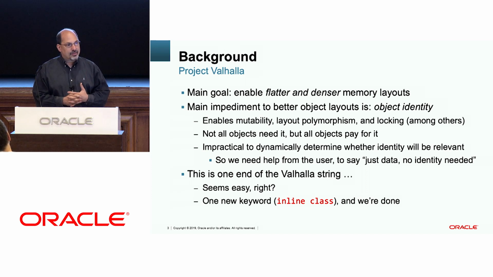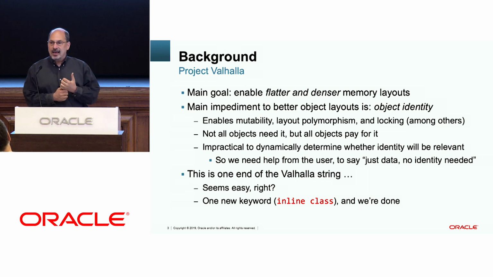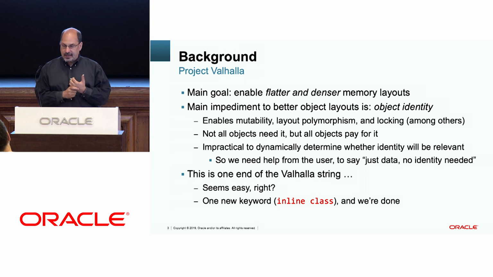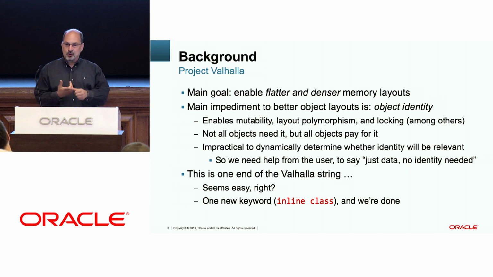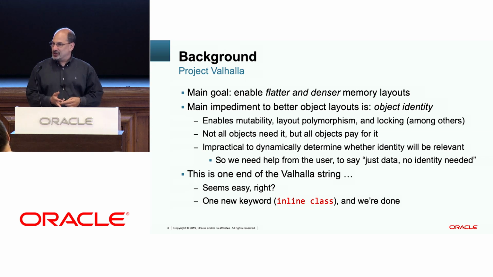And the key thing that we had to tame in order to succeed at that is the fact that everything is an object and every object has identity. In 1995, everything is an object and objects have identity was a totally sensible way to solve all the world's complexity. But in reality, not every object wants or needs identity, and we don't think every object should be paying for it. Object identity serves mutability, it serves layout polymorphism, it serves locking, and a lot of classes use one or all of the above things. And a lot of classes don't.